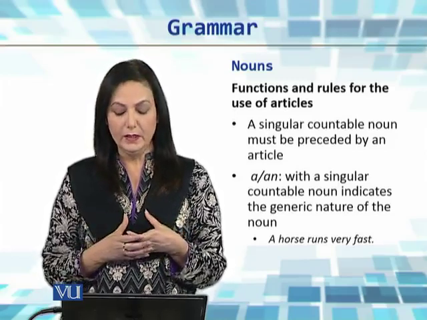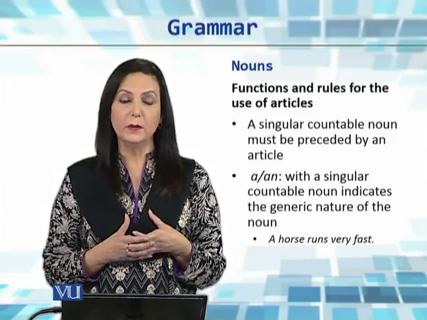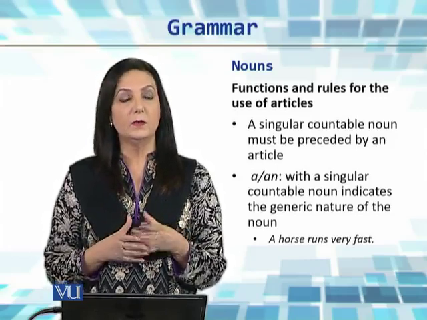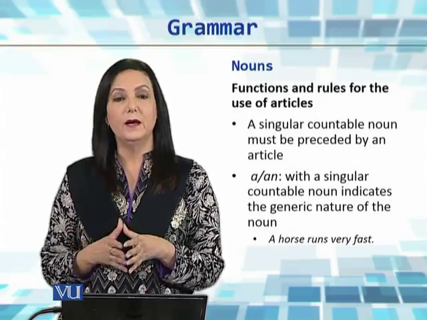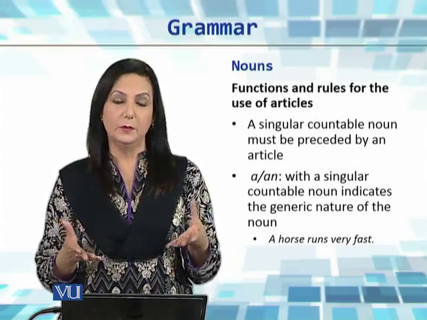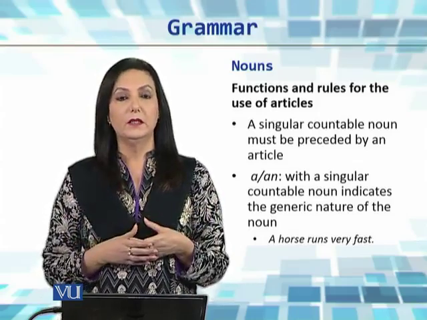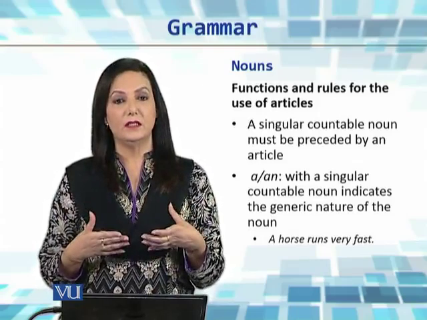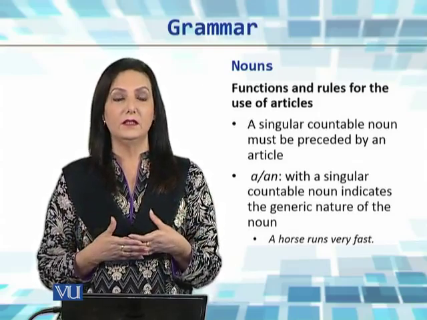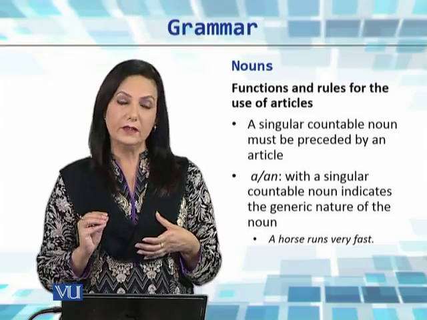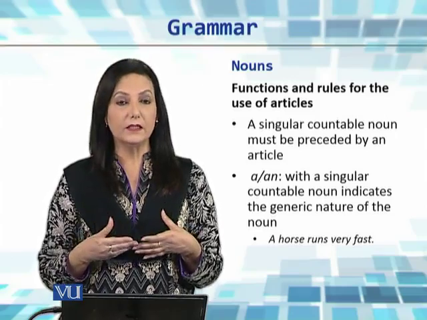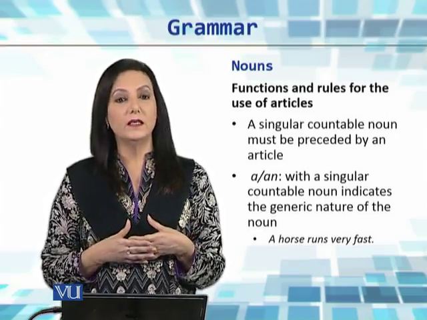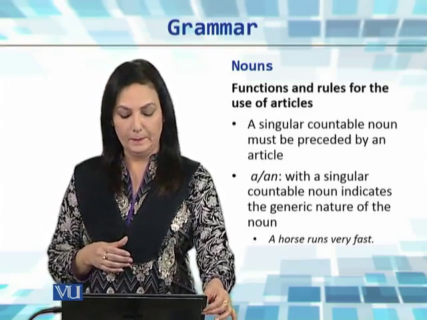For example, a horse runs fast. When we say a horse runs fast, we do not mean a specific horse, but any horse in the world or all horses in the world. So this is a very general sentence. We can generalize this sentence, and the generic nature of this sentence is indicated by the use of the indefinite article a.